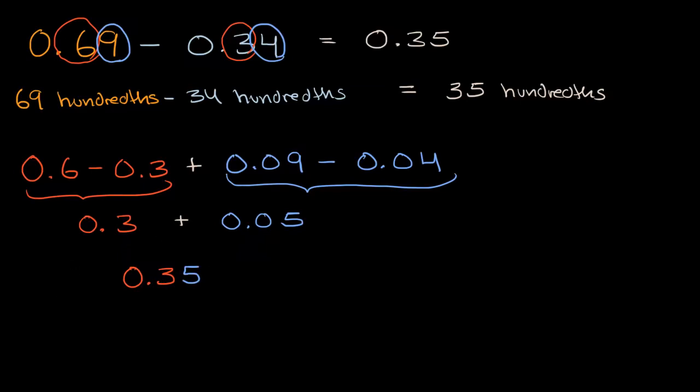Let's do another example. So we would like to compute, and this actually will probably be a little bit more straightforward, 3 and 43 hundredths minus 2. What is this going to be equal to? Pause the video and see if you can figure it out.